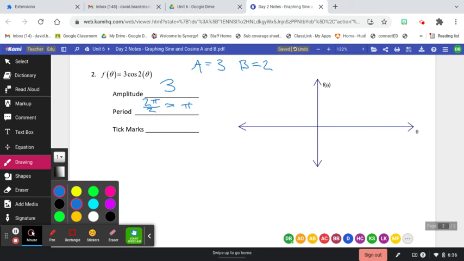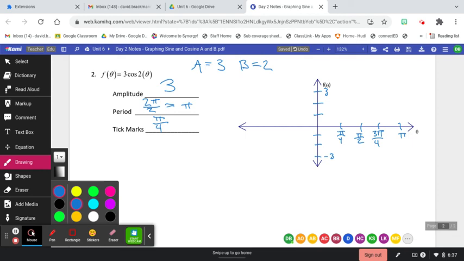And because of that, remember what I said, take the period and divide it by 4 to get your tick mark. So now instead of going up to 2 pi like we did yesterday, we're only going to pi. And because of that, we're just going to go pi over 4. Then 2 pi over 4 would be pi over 2, then 3 pi over 4, then pi. So we've broken pi up into 4 chunks. Now we have to go up to 3 and down to negative 3 because our amplitude has changed, right?